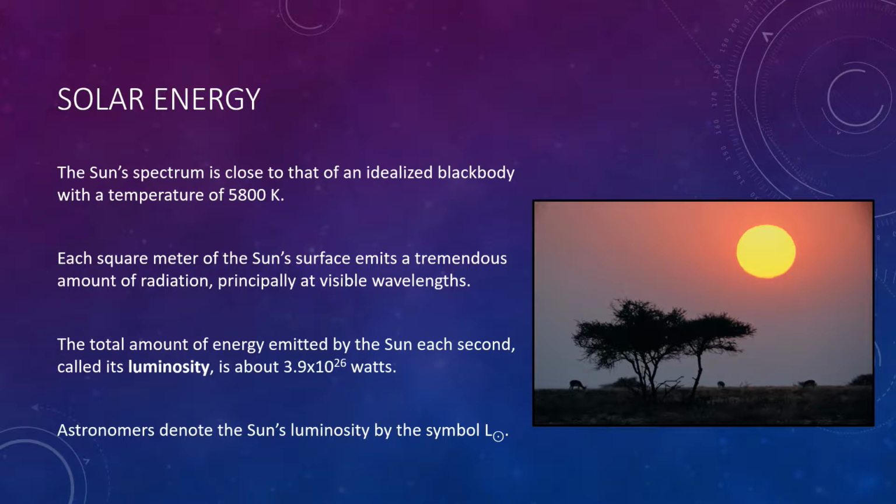Astronomers denote the sun's luminosity by the symbol L with a circle and a dot in the subscript. That is common for all solar quantities, so whenever we're talking about the sun, you'll see some letter for the quantity, in this case luminosity, with that symbol below. So if you ever see that circle with a dot, you know we're talking about the sun.